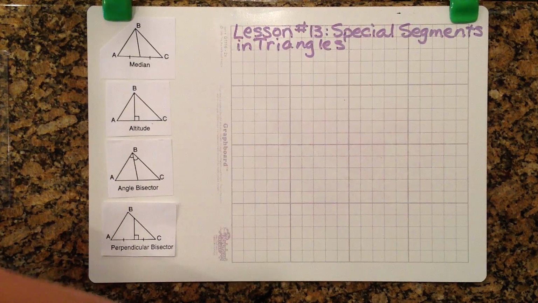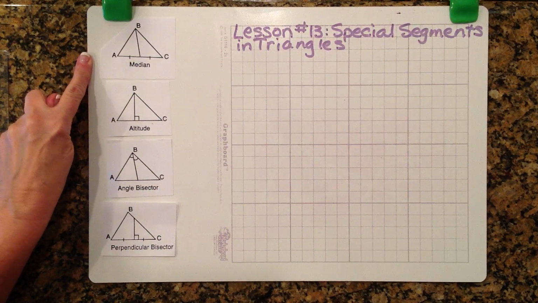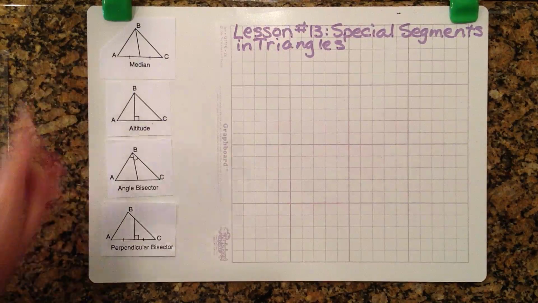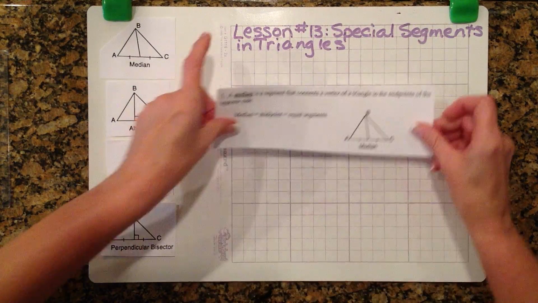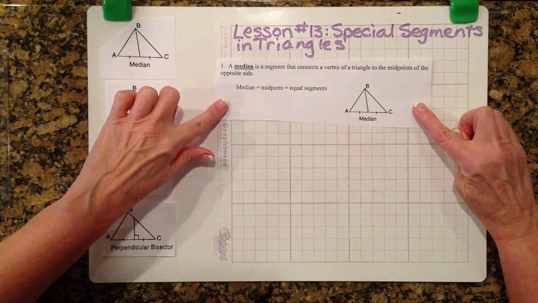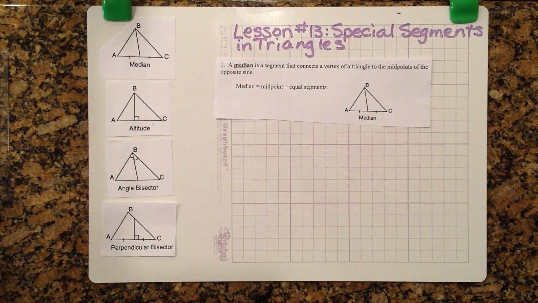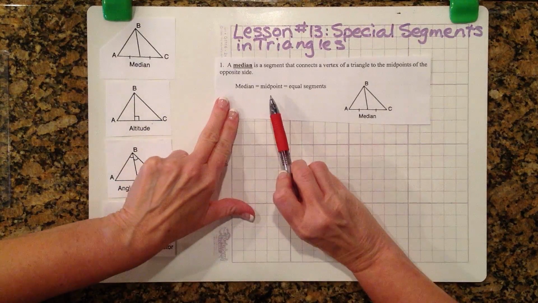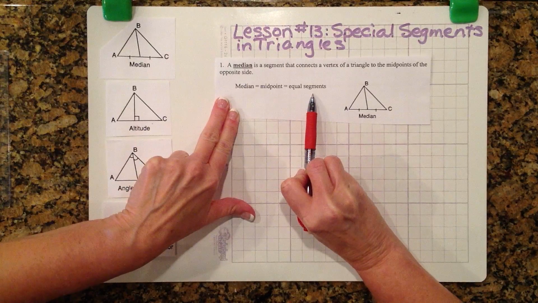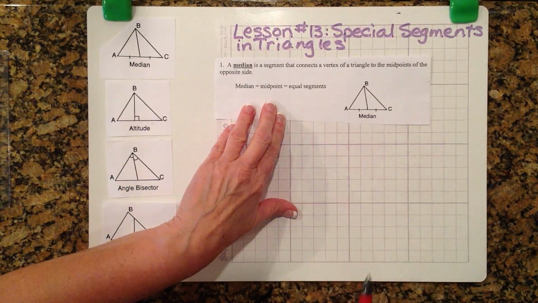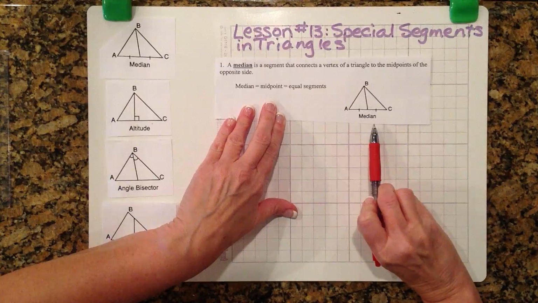Let's look at our first one, which is median. When I think of median, I think of a median of a highway. And let me show you why. Okay, so our first definition is a median is a segment that connects a vertex of a triangle to the midpoint of the opposite side. So when I think of median, I think of midpoint and equal segments. So let me talk about what that means by showing you a picture.